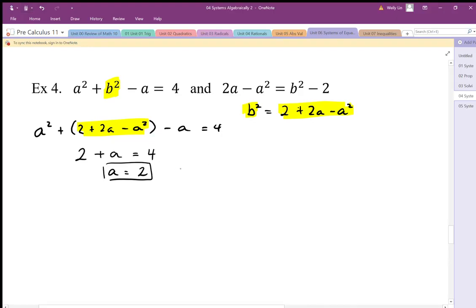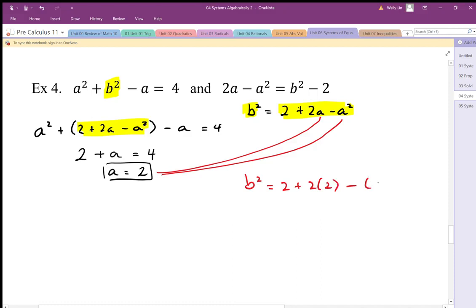Since it's equal to B squared here, I'm just going to plug it into there, so I end up with B squared equals 2 plus 2 times A minus A squared. B squared is equal to 2 plus 4, 6, minus 4 is 2. So B is equal to plus minus root 2.